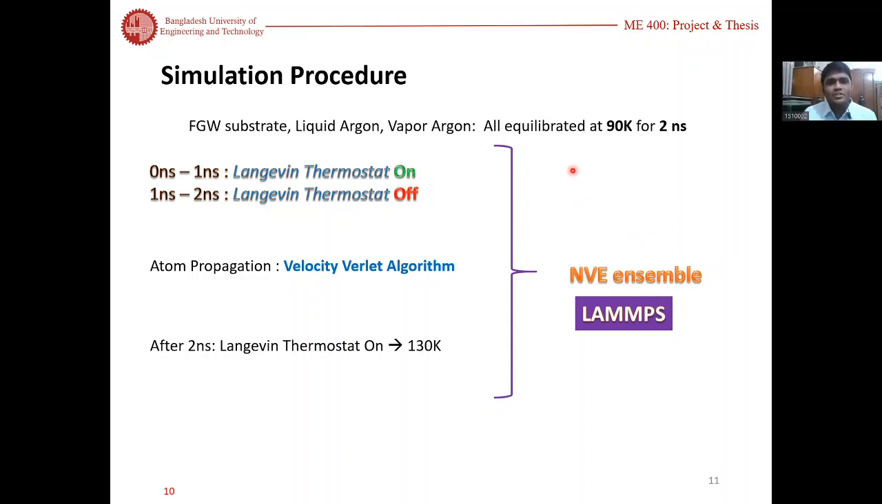Now I will continue with the simulation procedure. First of all, items were equilibrated at 90 Kelvin temperature for 2 nanoseconds. For 0 to 1 nanosecond, we kept the Langevin thermostat on, and for 1 nanosecond to 2 nanoseconds, we kept the Langevin thermostat off. We calculate our atom propagation using velocity Verlet algorithm, and after 2 nanoseconds, Langevin thermostat was turned on to raise the temperature to 130 Kelvin, and all was done using NVE ensemble and LAMMPS.